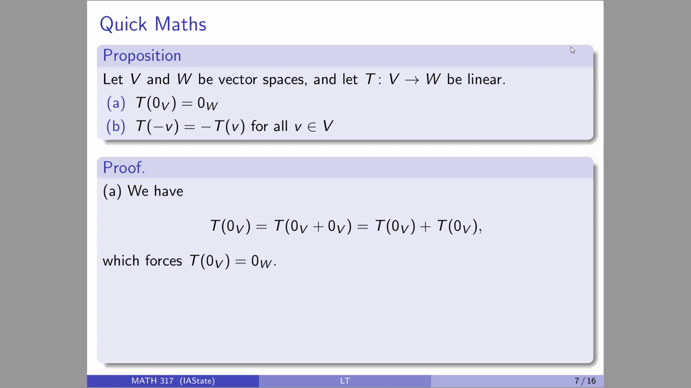So to see that T of 0v is 0w, just remember that 0v plus 0v is itself, and T is linear, so it respects addition. So that splits up accordingly, and you subtract one, and then do the cancellation, and you get 0w. You also can pull this off by noting that you can pull out the scaling. So 0v, remember, is equal to 0v times the 0 real number, and then you can pull the 0 real number out. That's another way of doing it.